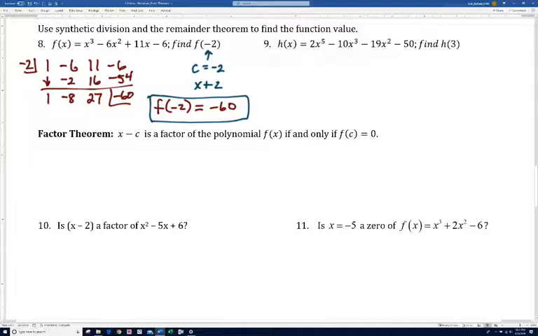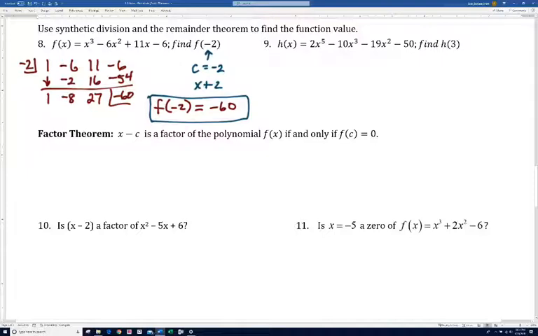Now notice it's requiring you to use synthetic division and the remainder theorem. Isn't there another way to find f of negative 2 though? Couldn't you just plug it into the function? So even when you're asked to do a problem this way, you could certainly check it, if you want to, by just plugging it into the function. All right, let's move on to number 9. I'd encourage you to try number 9 and then watch the video.